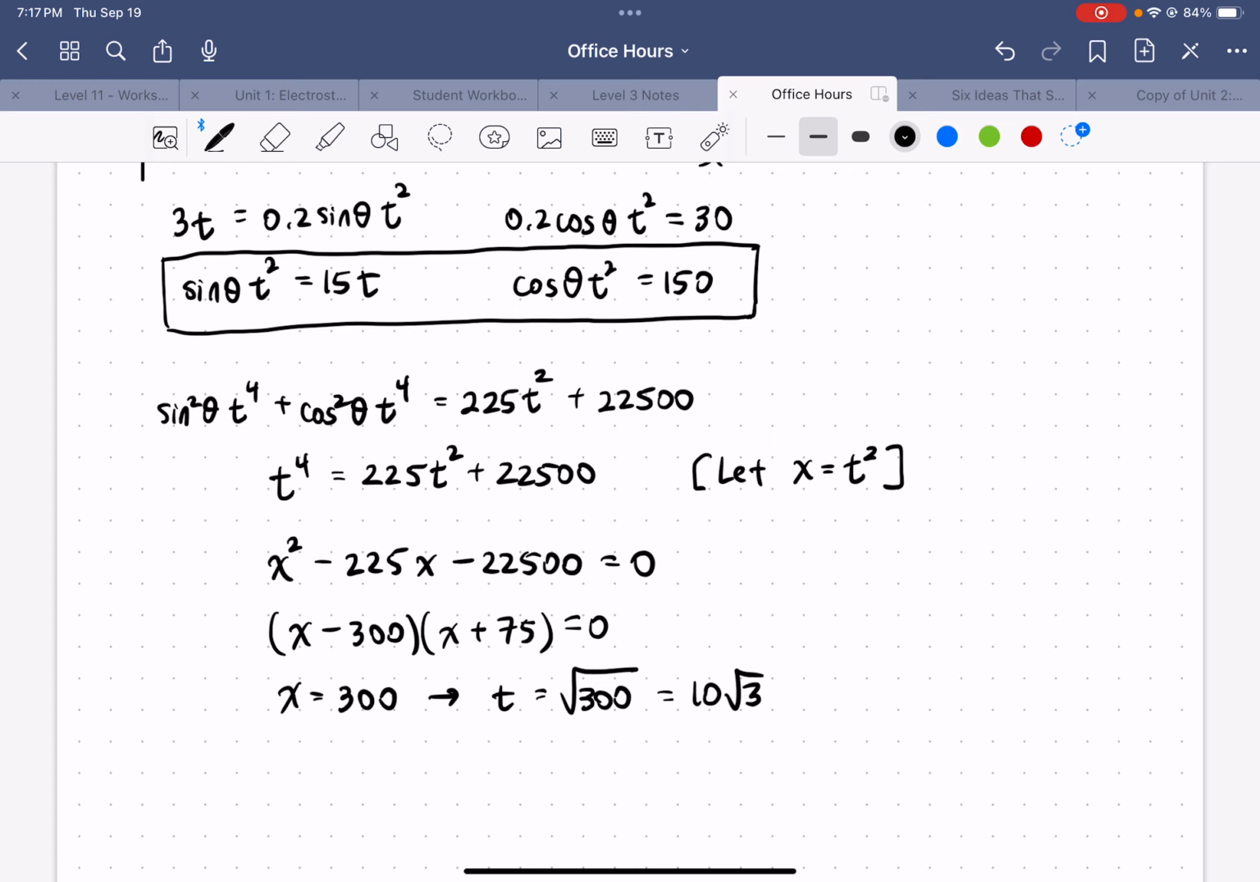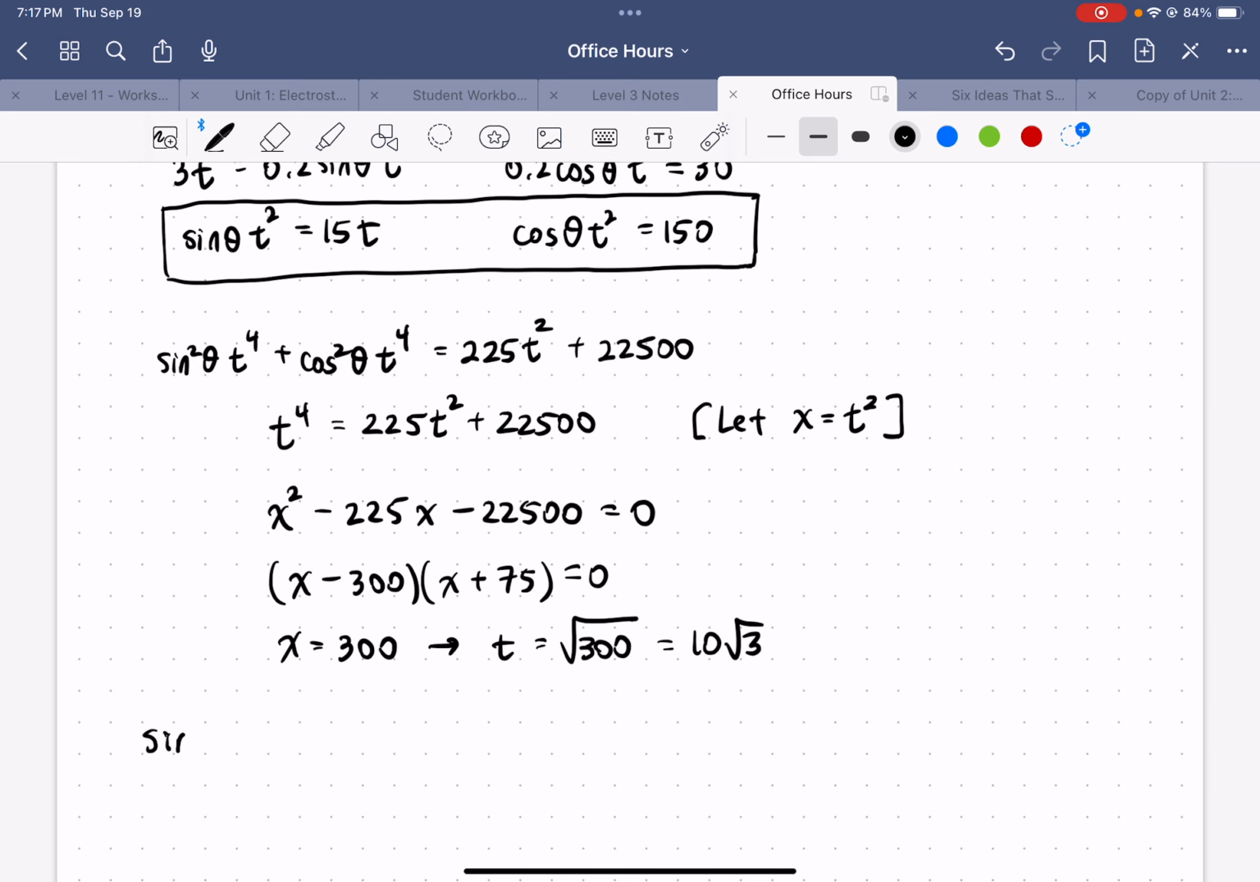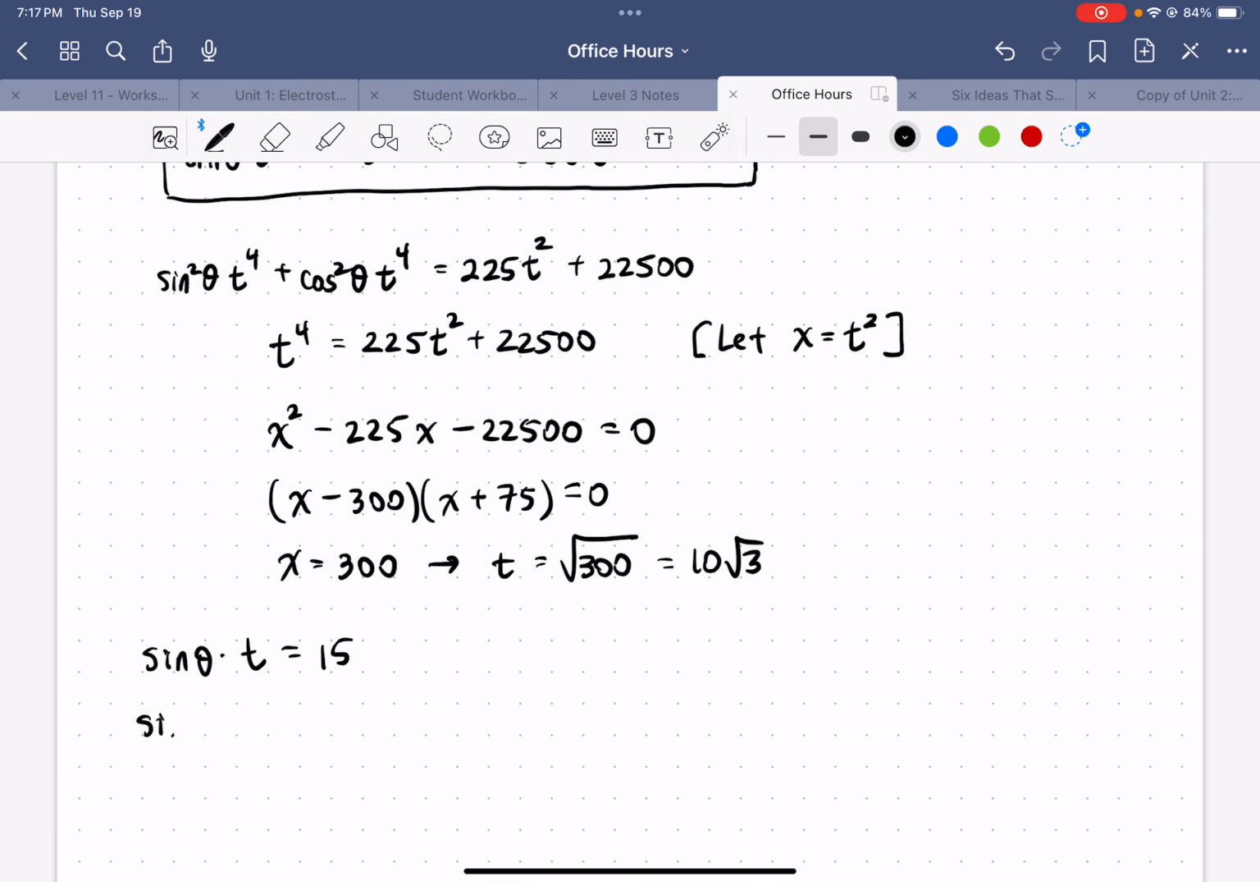I guess we can use either equation here. I can say sine of theta times t equals 15. Now I will cancel the factor of t. So sine of theta is equal to 15 divided by 10 root 3, which is 3 over 2 root 3, or the square root of 3 over 2. And if you remember your unit circle from trig, that should give you an angle theta is equal to 60 degrees. Okay, so looks like we have our answer.